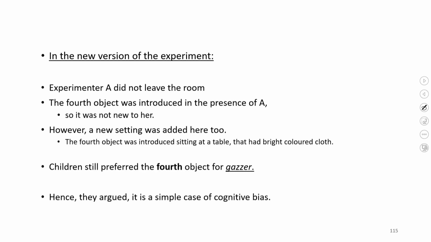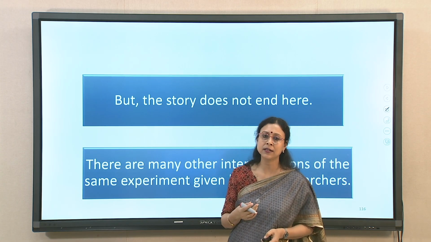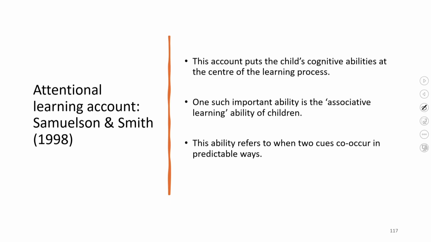Children still prefer the 4th object as the gazer, and thereby they proved that it is because of the context rather than the experimenter, because in this experiment, the experimenter did not leave the room. So, they said that this is a case of a cognitive bias. However, the story does not end here. There have been many other studies, many counter examples and also some studies favoring them and so on. There is a lot of other work that has followed, but you get the baseline of the understanding as to what are the main theories and how they were countered.